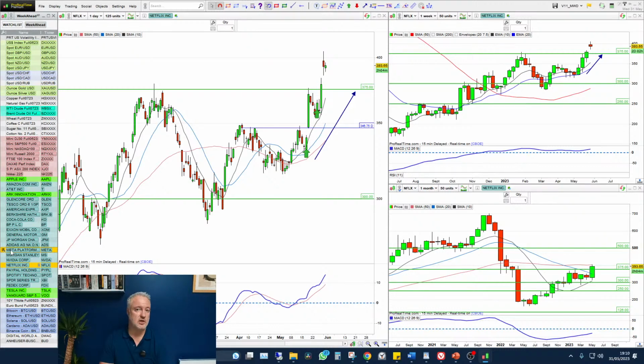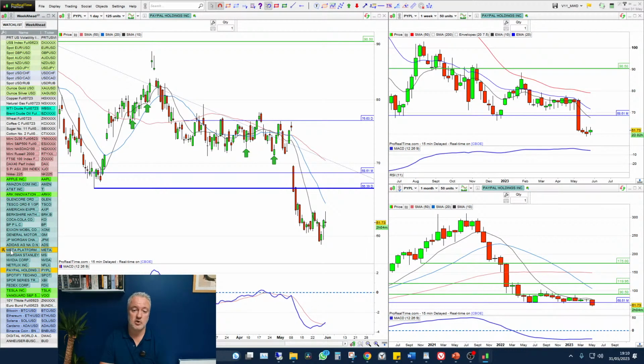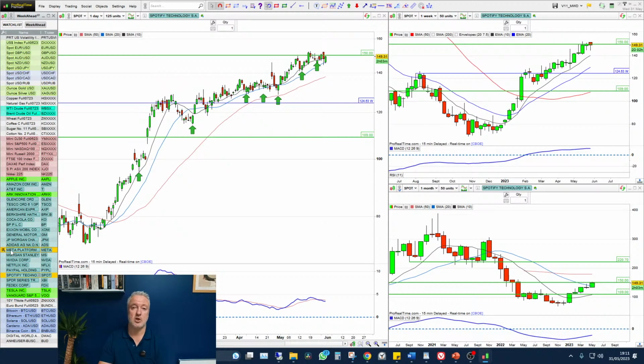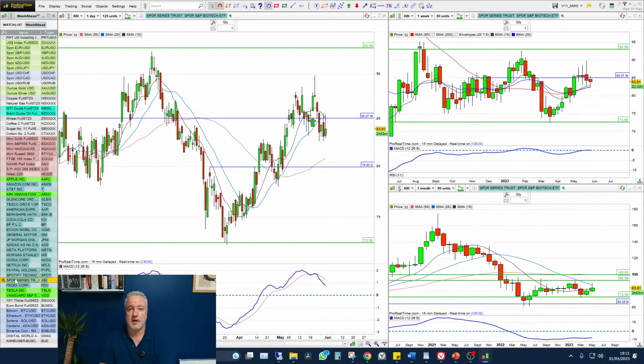Netflix looks okay. There's no setups. PayPal trying to turn around desperately. Spotify Technology, that's a nice little bullish one. I'll just move this up there. A little bit of a bullish setup there. Let's see what happens. That Spider, just the weekly is bizarre. That's a very odd pattern to see, wicks going wider like that and wicks going lower like that. It's really odd. It's like a megaphone pattern.